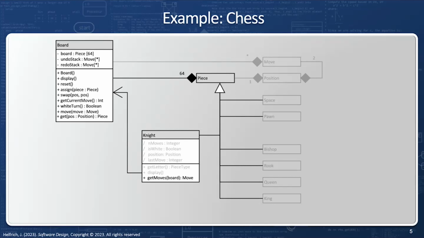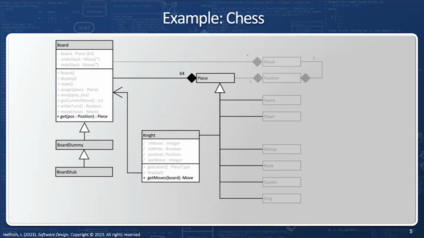But the problem is I depend upon board. Specifically, I depend upon board's get method. Now, what I like to do is isolate the unit test so I'm only testing knight and not board. So my first step is I'm going to create a board dummy, which is going to assert every single method in the board. And then based on that, I will create the board stub, and the board stub will only implement get, and it will only return pieces in a specific board configuration I care about.